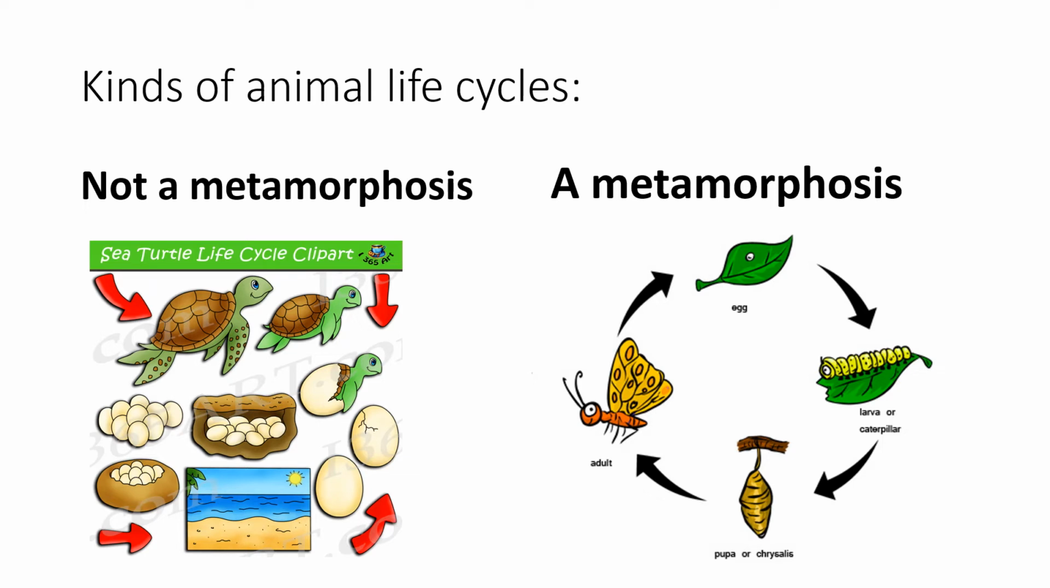However, a butterfly, as you know, grows by a special life cycle called a metamorphosis because the animal is changing a lot, okay? The larva looks very different from the pupa and the pupa looks very different from the adult. That's why this life cycle is called a metamorphosis.